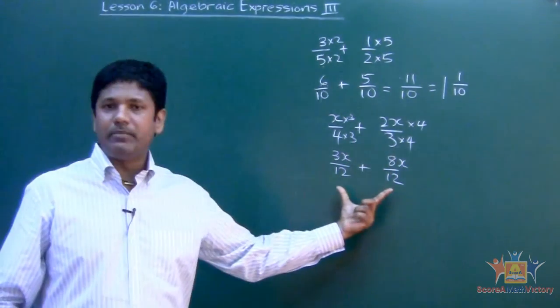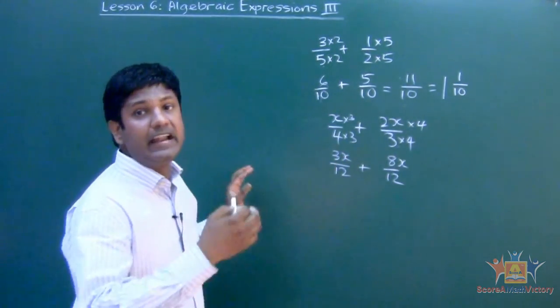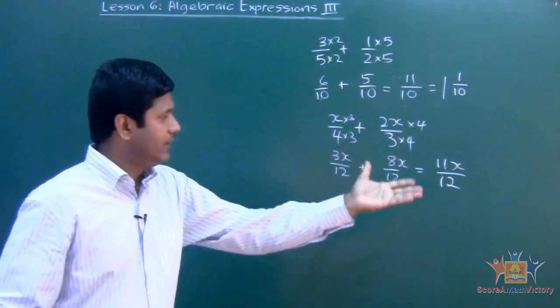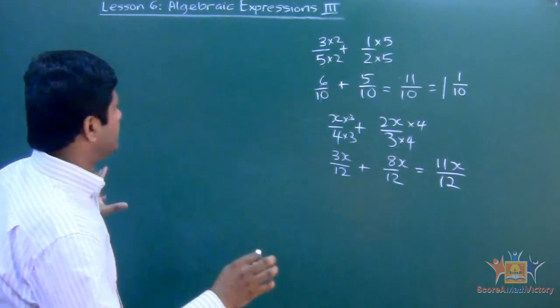8x. Now they have a common denominator, so I can add the 3x to the 8x. 3 plus 8 is 11, so that makes it 11x over 12 right there. You got it. See that? Pretty easy, isn't it? The same thing applies if it's a subtraction, okay?